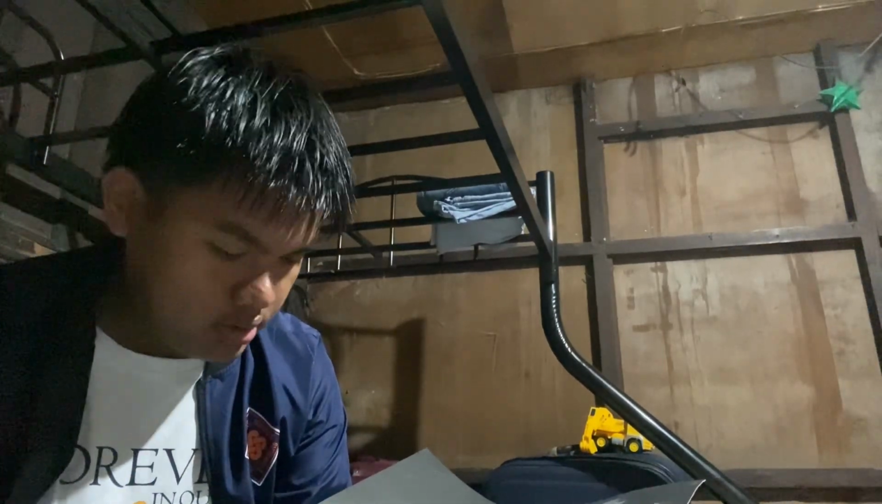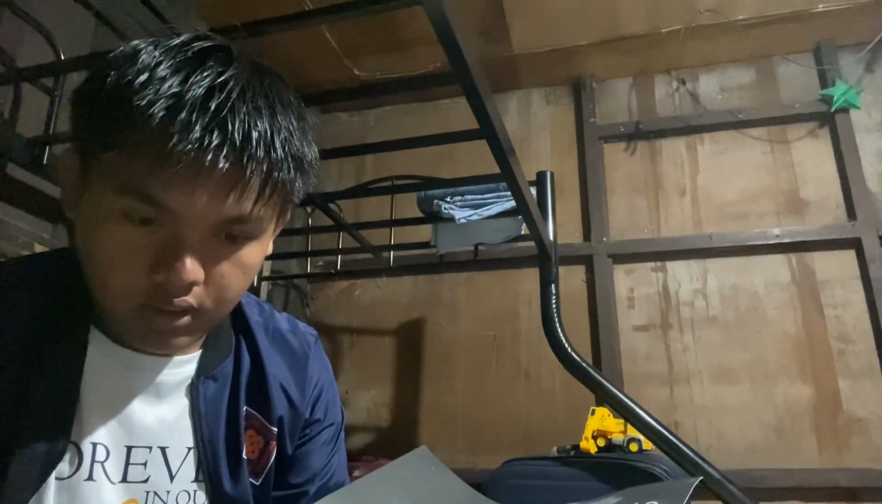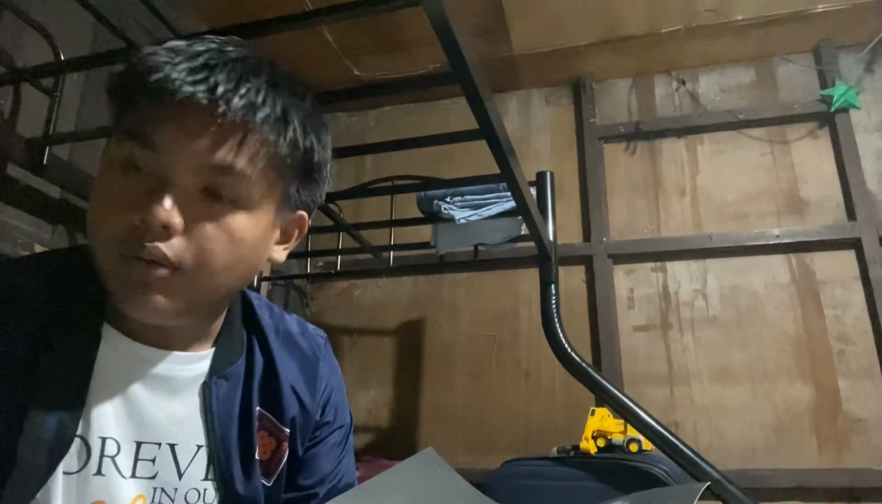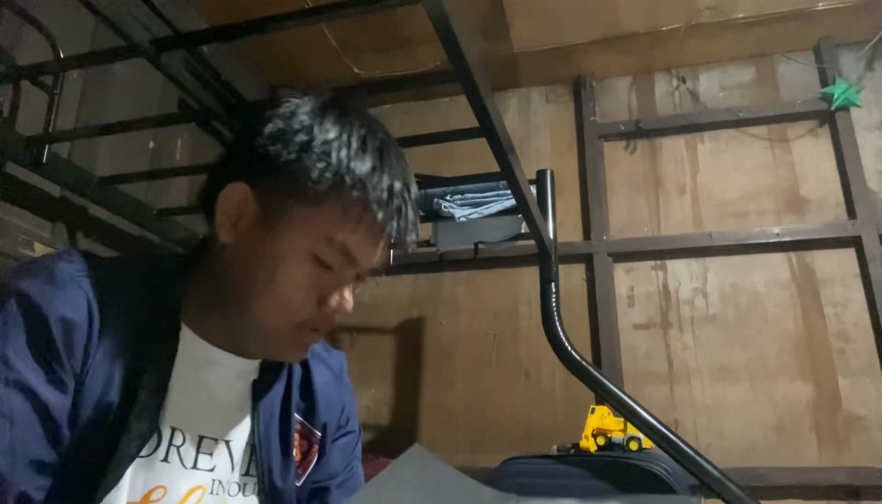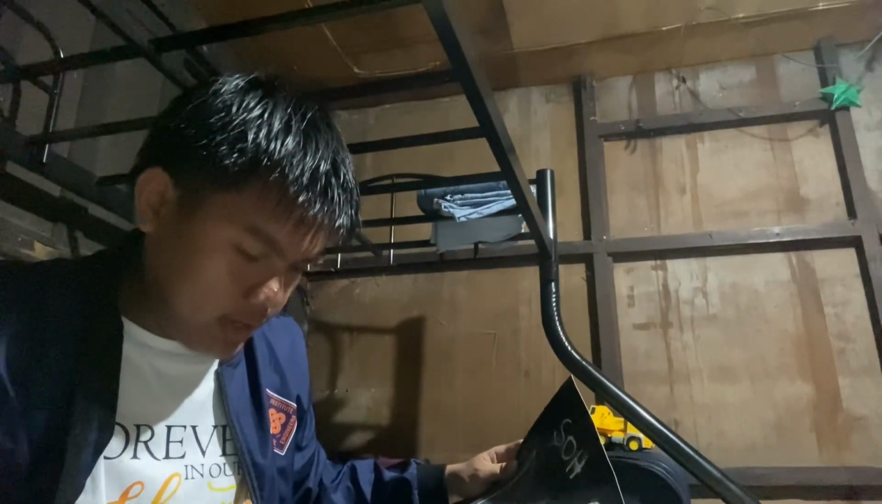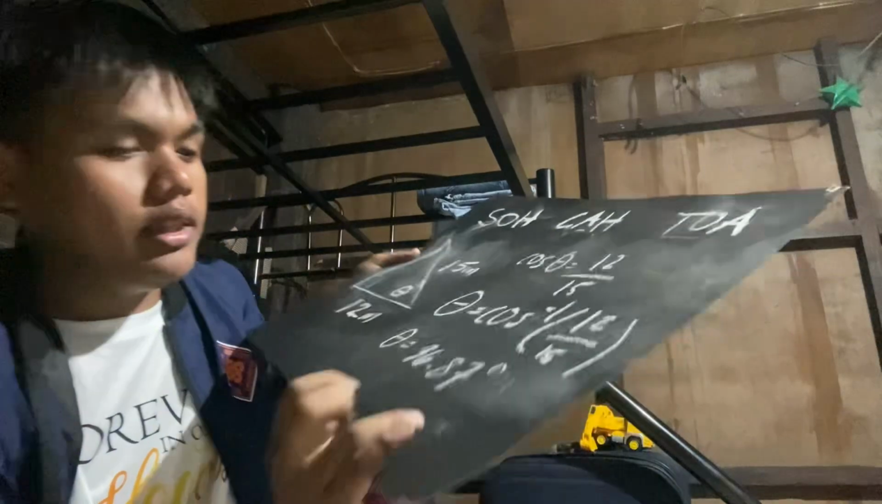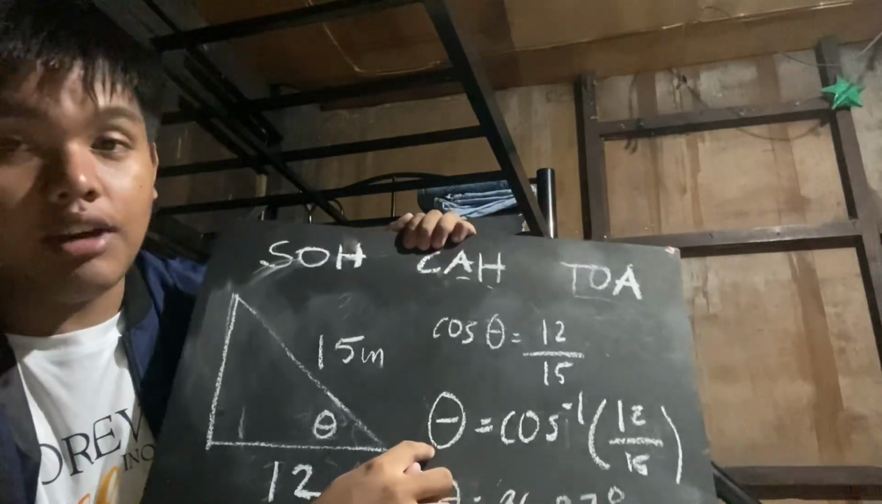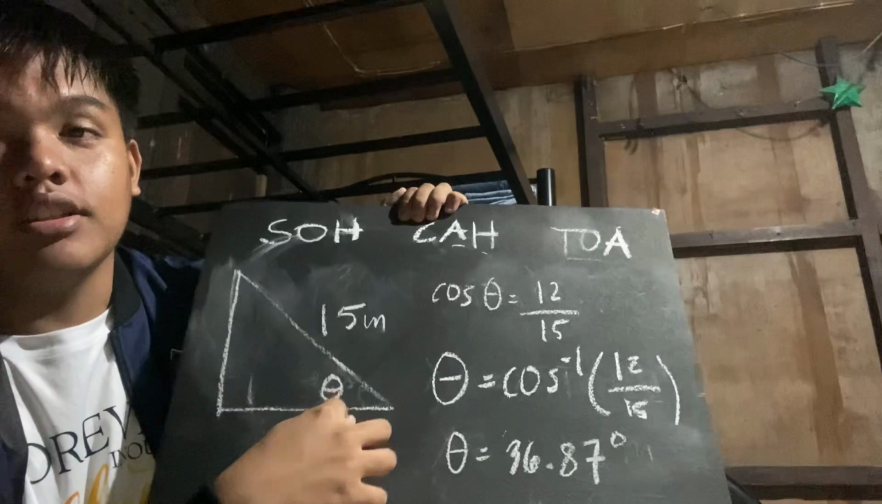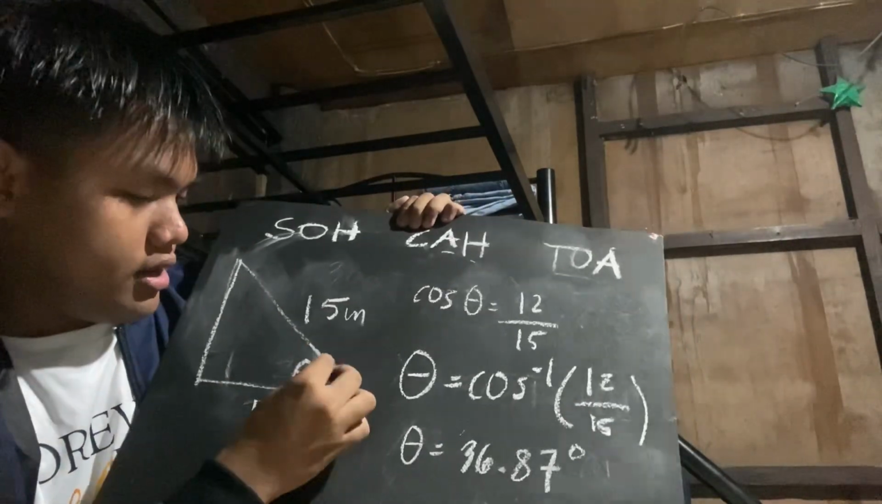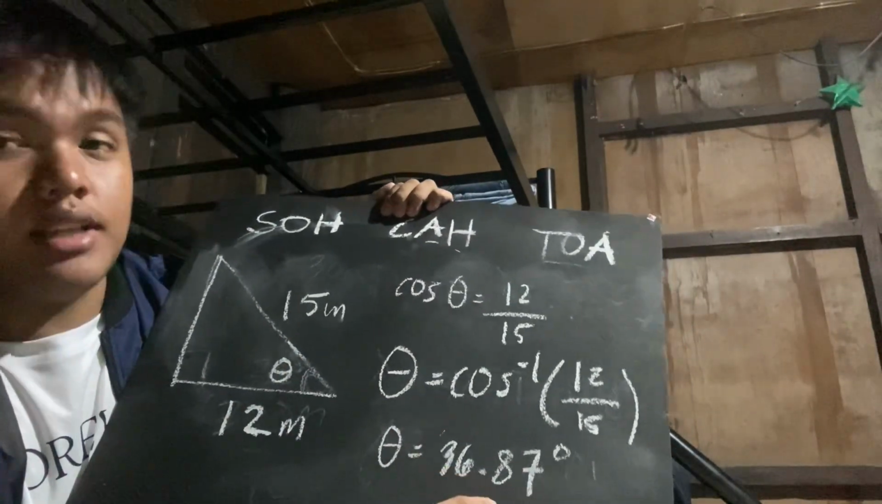So you can calculate it using your calculator. Inverse cos of 12 over 15. So we have the value of theta, which is 36.87. So the theta is 36.87 degrees. You will write degrees because we are finding the degrees or the theta of its angle. So the angle here is 36.87.